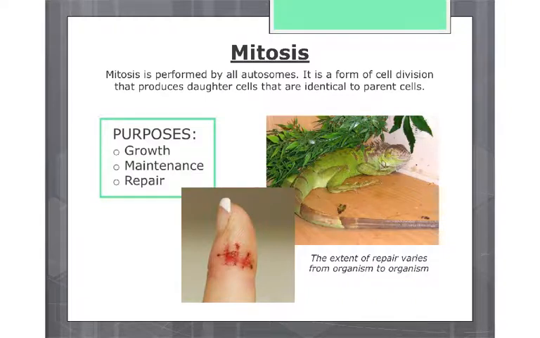It is a form of cell division that produces daughter cells that are identical to the parent cell. Now, I know there are always the what-if cases. We talk about genetic mutation, etc., but those are rare cases. When we talk about mitosis producing identical daughter cells, we are talking about what typically happens. Why do we need mitosis? 3 major purposes: growth, maintenance, and repair.